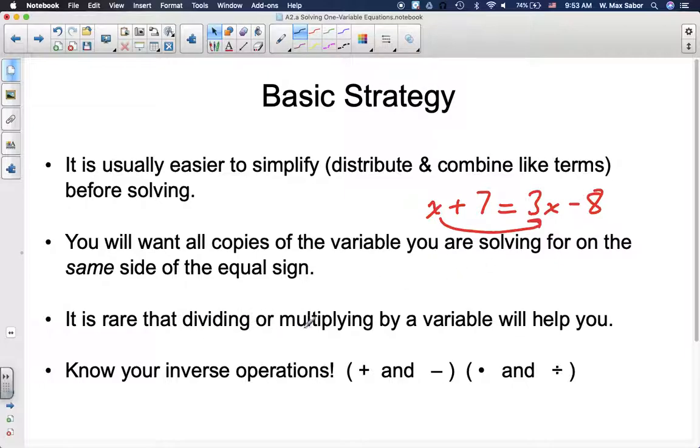It is rare that dividing or multiplying by a variable will help you. Usually we will be adding or subtracting variables, and sometimes we'll be multiplying and dividing numbers, sometimes adding and subtracting numbers. And know your inverse operations. Addition and subtraction are opposites. Multiplication and division are opposites. Later, when we get to exponents, we'll say, okay, squaring and square roots are opposites.